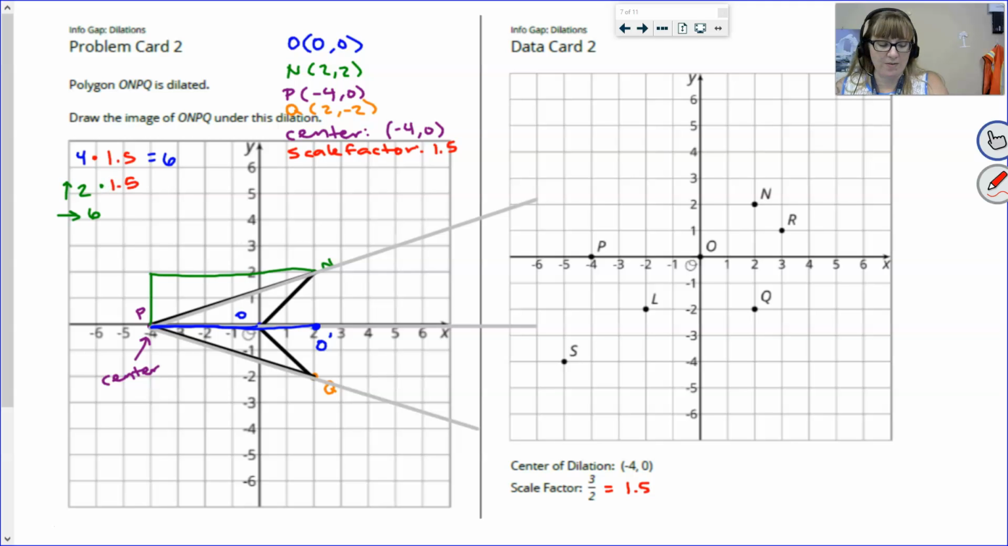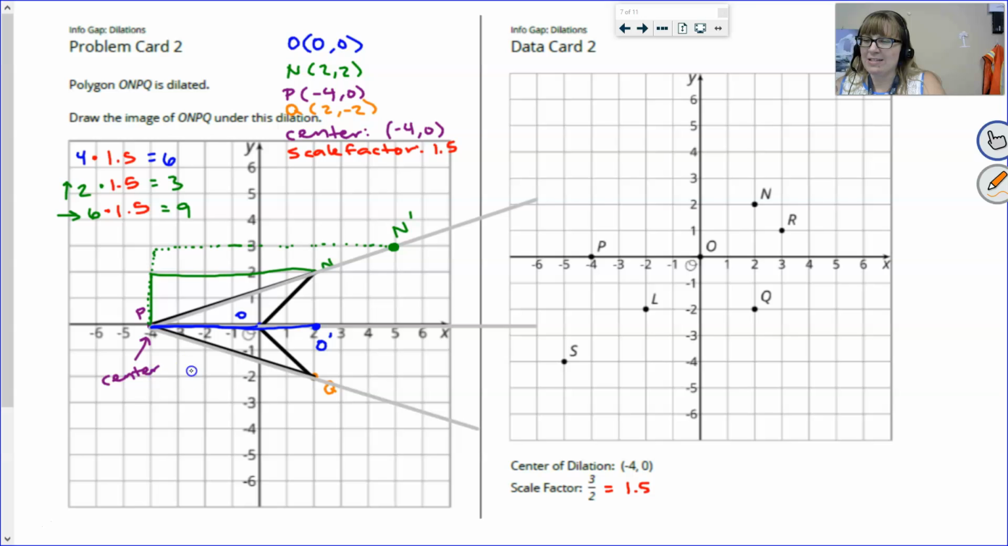2 times 1.5 is going to equal 3. So when we were going up 2, now we're going to be going up 1, 2, 3. And before we were going right 6, but that is also dilated. 6 times 1.5 is equal to 9. So I was going to the right 6, now I'm going to be going over to the right 9. 1, 2, 3, 4, 5, 6, 7, 8, 9. And how about that? It ended up right on that line that I suspected it would. There is N prime. Let's do the next one.